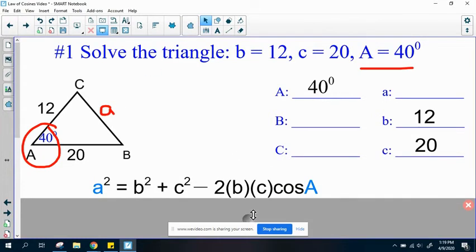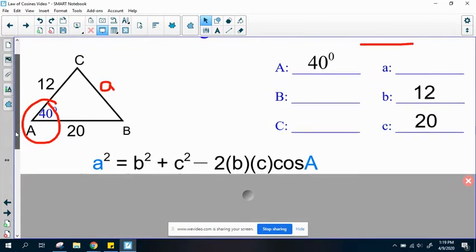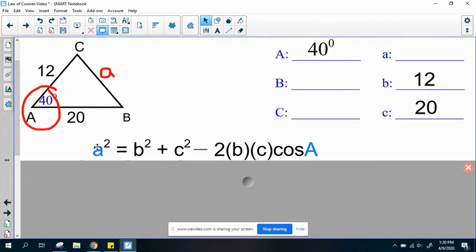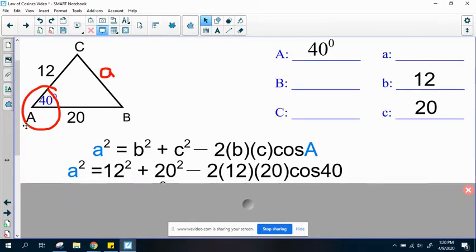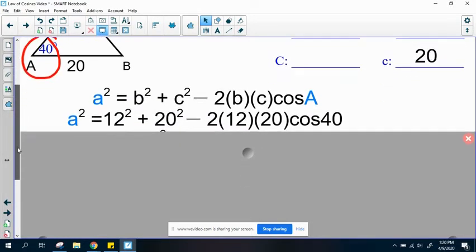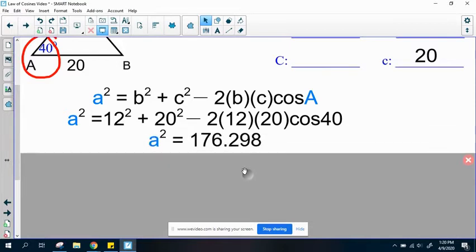Okay, so I'm going to use this formula, and then I'm just going to put in all the information. I don't know a, that's what I'm trying to find, but I do know these other 2 sides, and I do know angle A is 40, so I'm going to fill it in. Then I'm going to use my calculator and simplify things a little bit. I'm going to figure out what is 12 squared and 20 squared, and also what is 2 times 12 times 20 times the cosine of 40. Since these are all numbers, you could actually put that whole thing in your calculator and you get this.